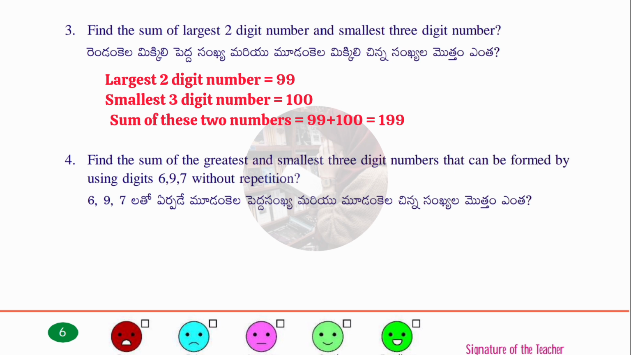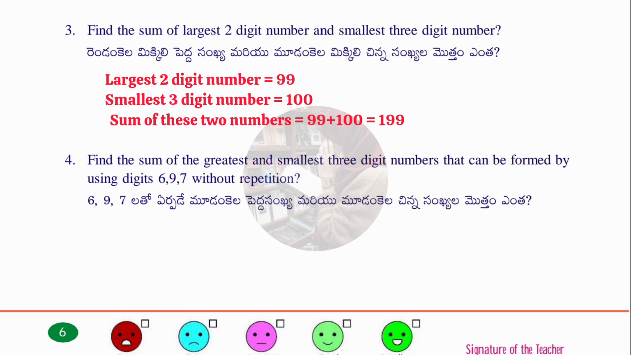So addition of 99 plus 100 means the sum of these two numbers. 99 plus 100 is equal to 199. Understood, guys? Let's see the fourth question, which is: find the sum of the greatest and smallest 3-digit numbers that can be formed by using digits 6, 9 and 7 without repetition.